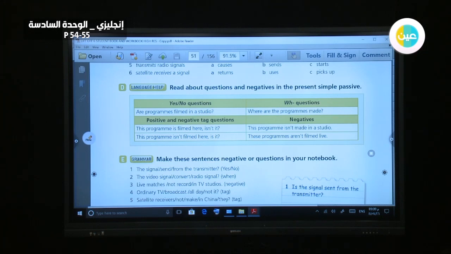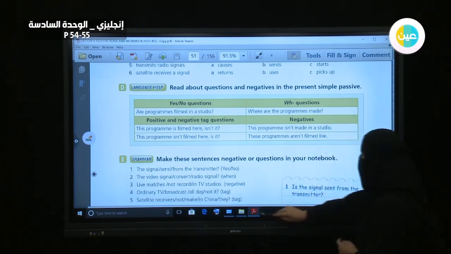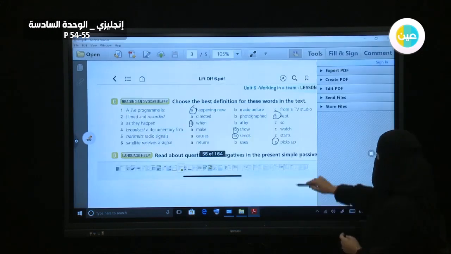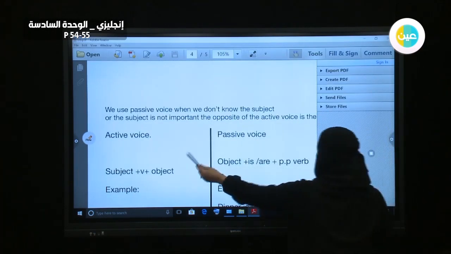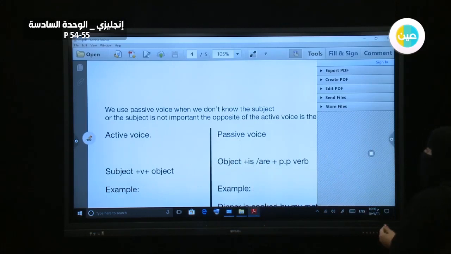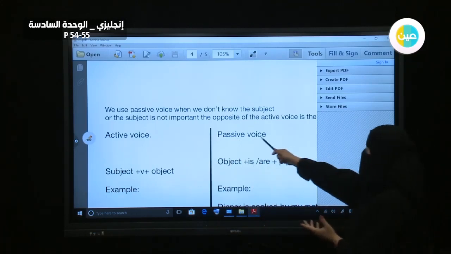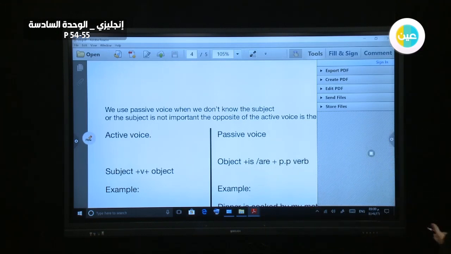First, passive is the opposite of the active voice. We have here active voice, we have here passive voice. We use passive voice when we don't know the subject, or the subject is not important for us, okay?